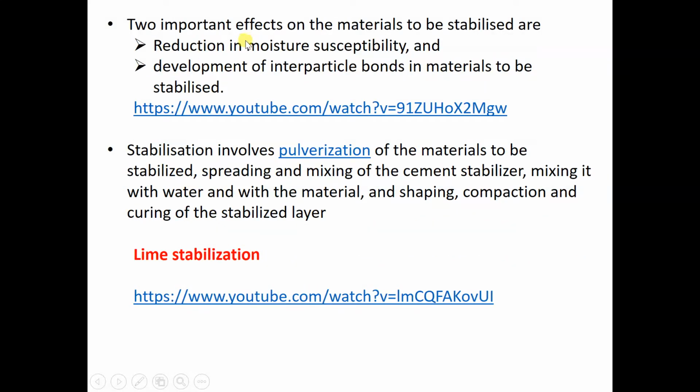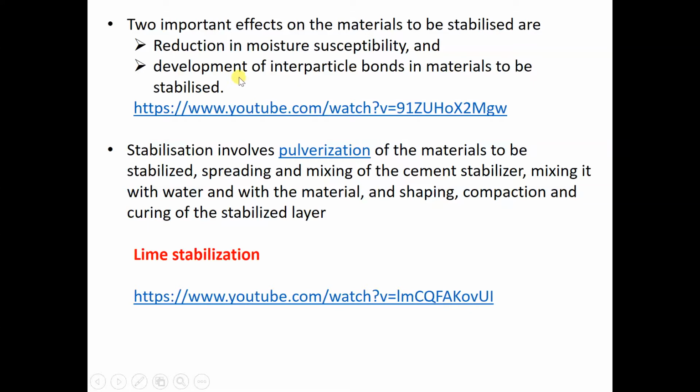Okay, the two important effects of the materials to be stabilized. For cementitious stabilization, the first is the reduction in moisture susceptibility. This is mostly for the subgrade. If there is a lot of moisture in the subgrade, the strength will reduce. But when you stabilize it with cementitious material, the strength will not reduce, even in the presence of heavier moisture content.